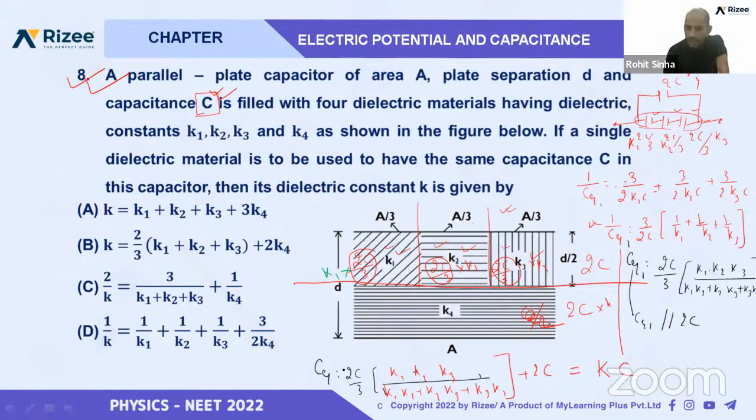Okay. Now cancel C on both sides. Take common and cancel the C. You solve this, you will get the value of K, and you can match your option from here.